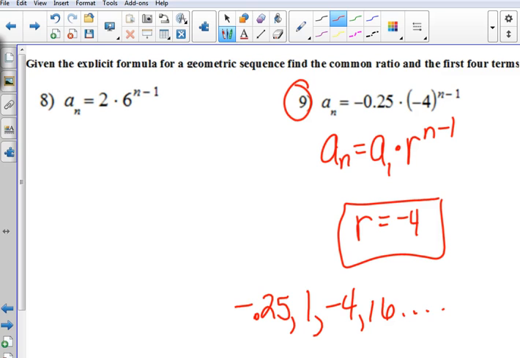Now, what if I didn't notice that right away? How could I always find the first 4 terms given an explicit formula? Put in a 1, put in a 2, put in a 3, put in a 4. Is everybody okay with that? Okay.